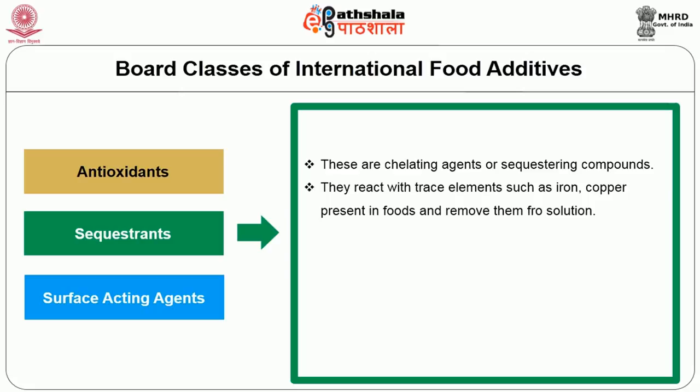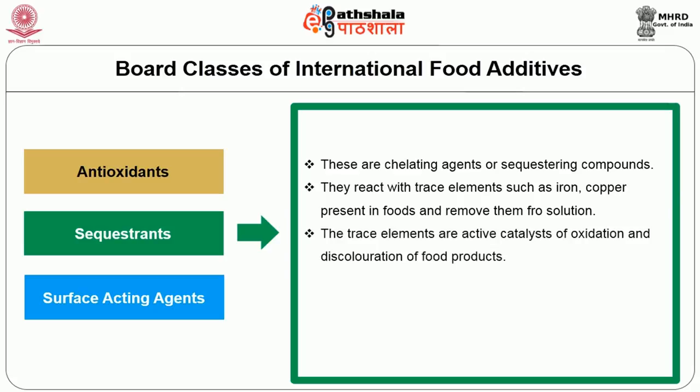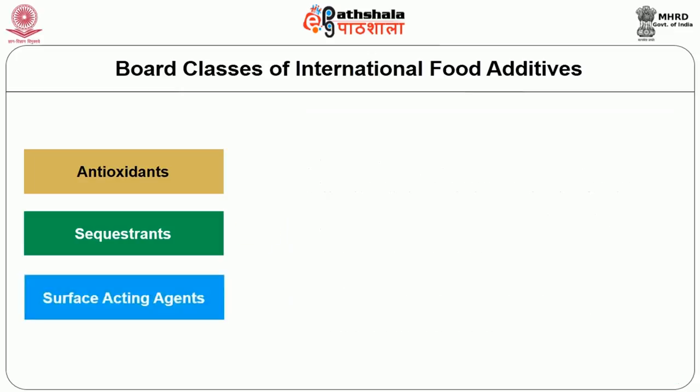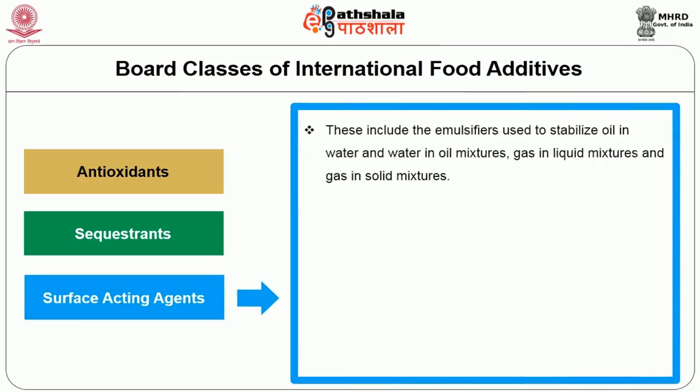Sequestrants. These are chelating agents. They react with trace elements such as iron and copper present in the foods and remove them from solution. The trace elements are active catalysts of oxidation and discoloration of food products. Sequestrants such as EDTA, polyphosphates and citric acid react with trace elements and inactivate them.